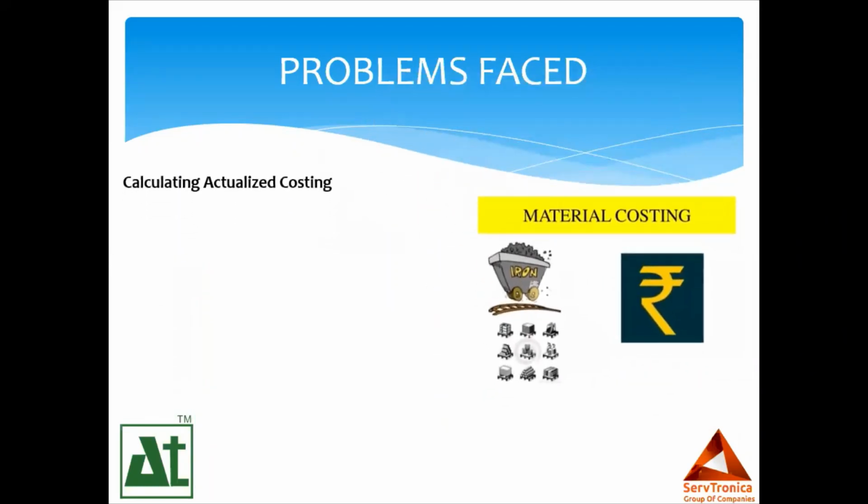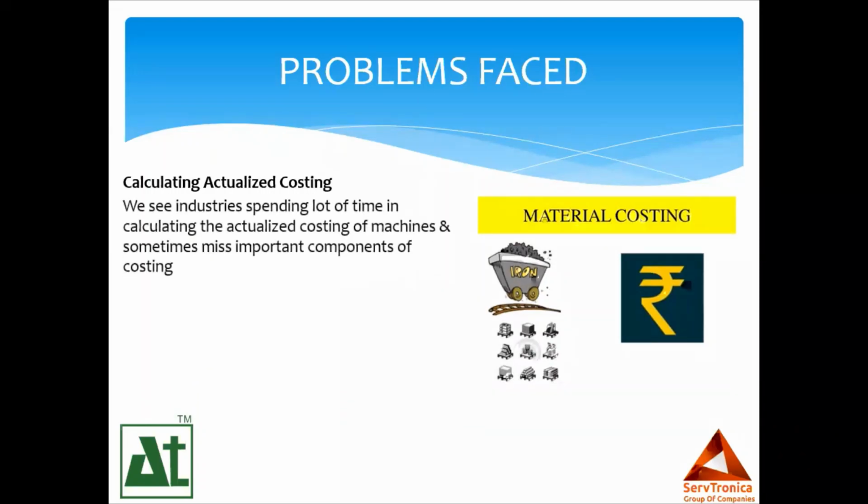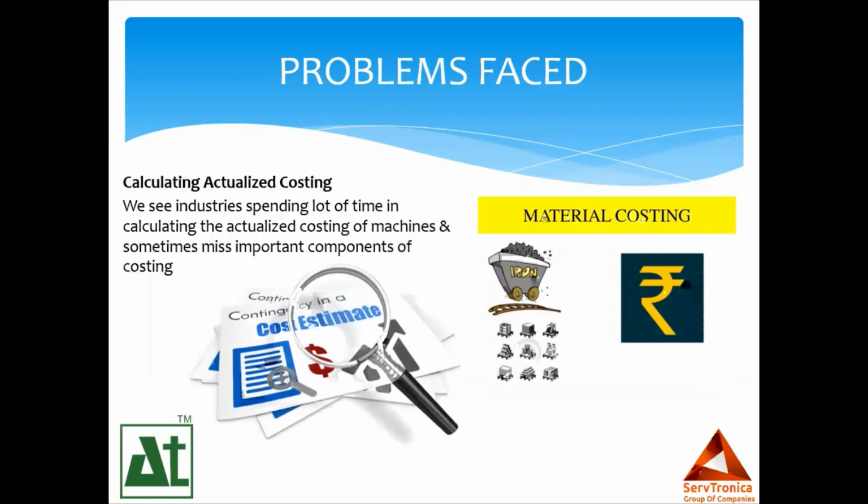Next is the calculation of actualized costing. Actualized costing is basically we need to understand what the cost components are, right? The cost components could be the fabrication cost, material cost, the engineering. So we need to make sure we cover all the major cost components. At any point of time, if we miss any major cost component, we normally go into the cost contingency process.